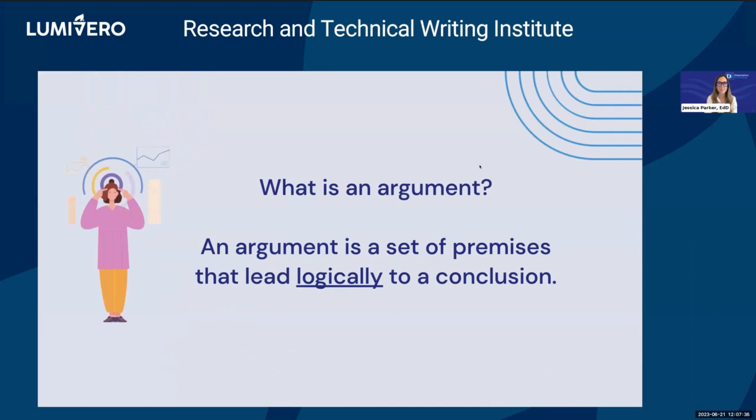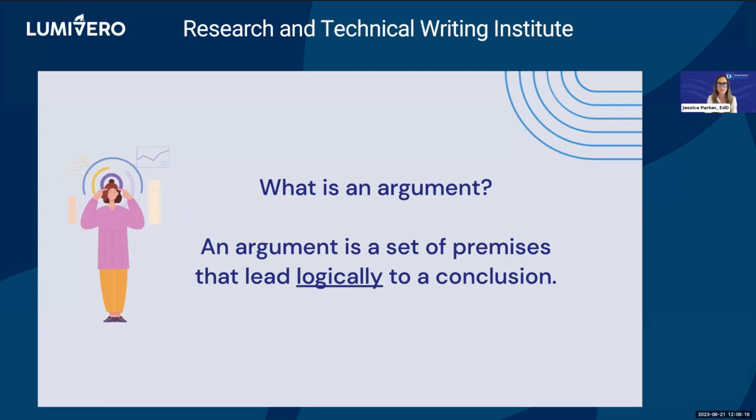So, this might seem a little elementary, but I think it's important to just be really clear here. What is an argument? What are we talking about? I think the term argument tends to elicit sort of images of a heated disagreement, but as many of you likely know, that's not what I'm referring to here in the sense of writing. It's just really a set of premises that logically lead to a conclusion. And so this idea of logic and reasoning is very important to keep in mind when you're developing an argument. And an argument isn't always persuasive, but I do believe that argumentation is important for research writing.